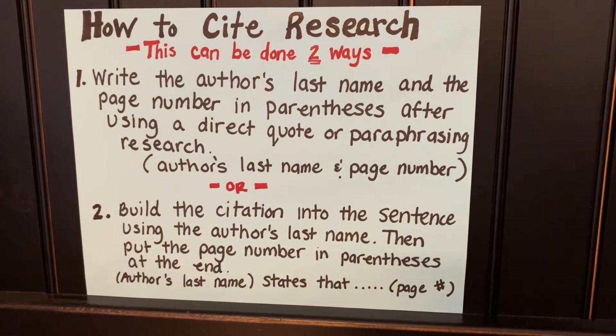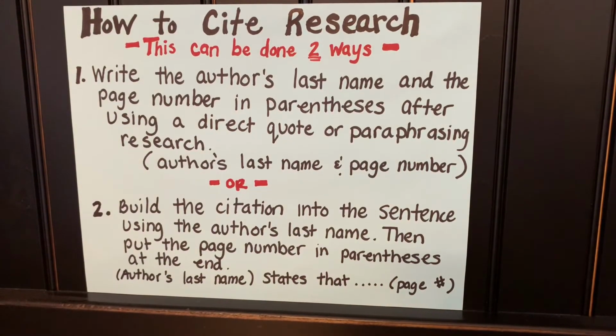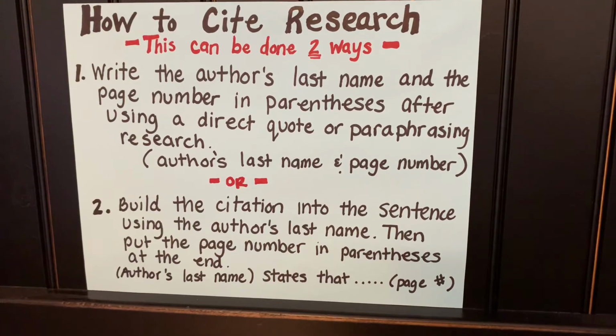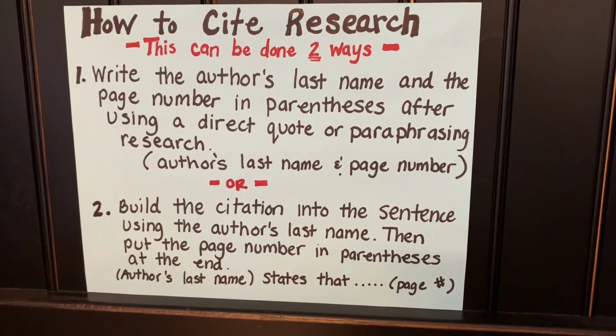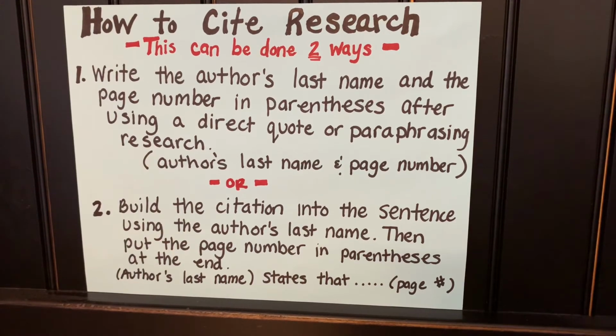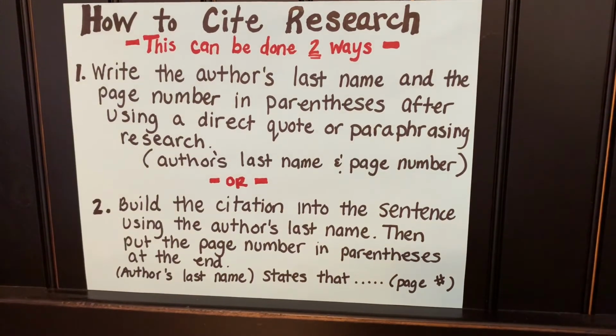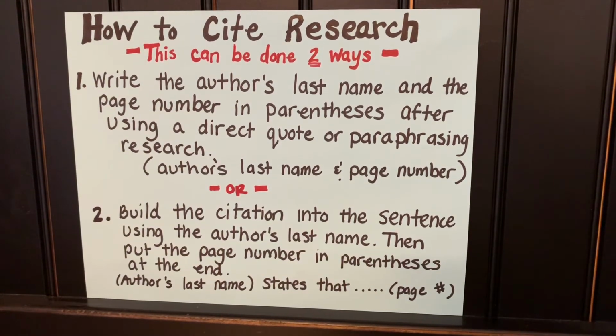information came from. The second way you can cite research is to build the citation into the sentence using the author's last name. Then put the page number in parentheses at the end. I left an example again for you. You could say the author's last name states that, and give your information at the very end. The only thing you put in parentheses is the page number.